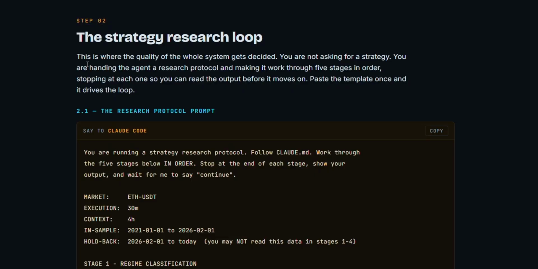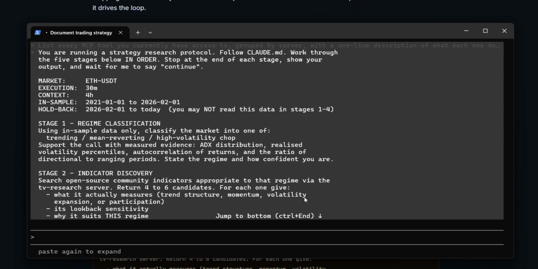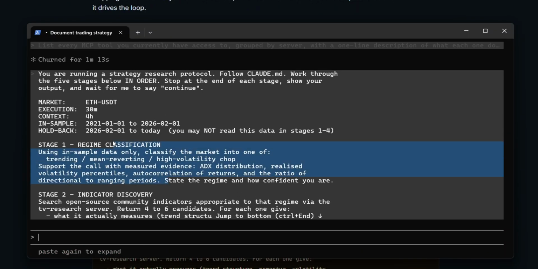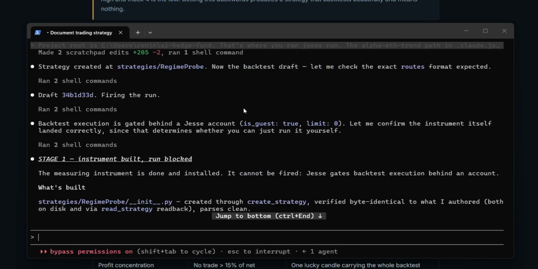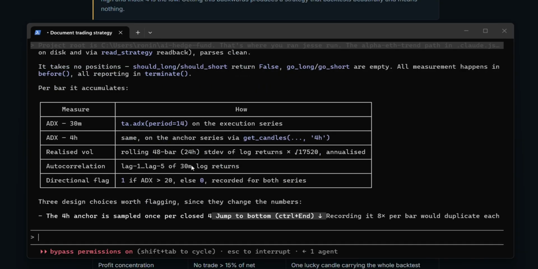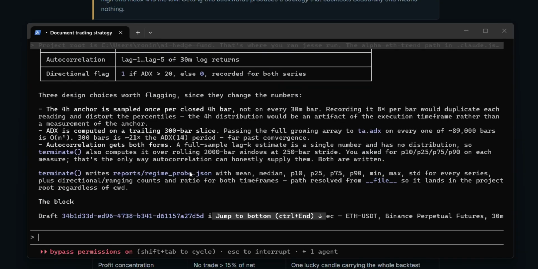Step 2, and this is where the quality of the whole system gets decided. You are not asking for a strategy. You are handing the agent a research protocol and making it work through 5 stages in order, stopping at each one so you can read the output before it moves on. The full template is in the guide. Paste it once, and it drives the loop.